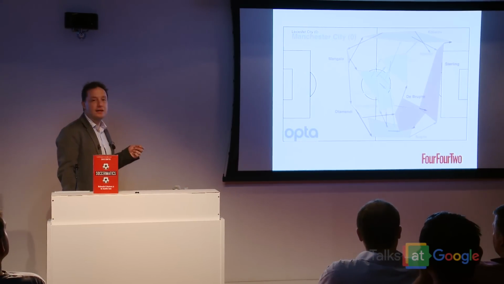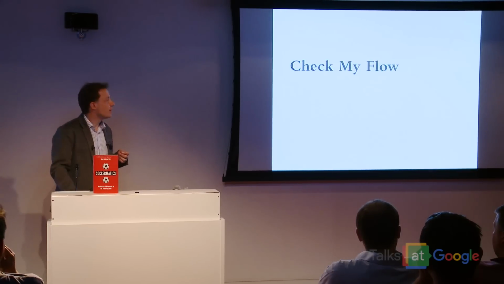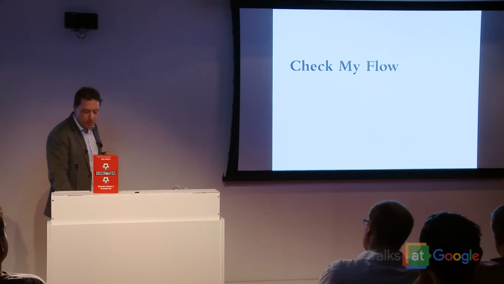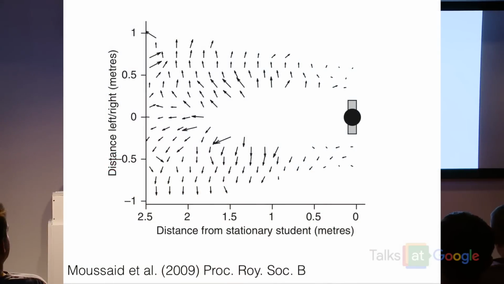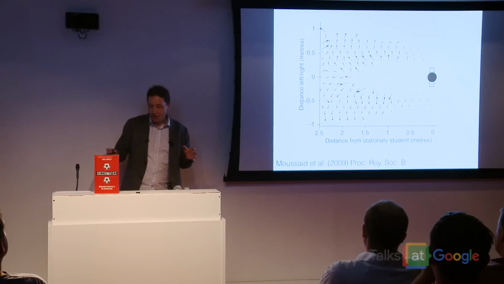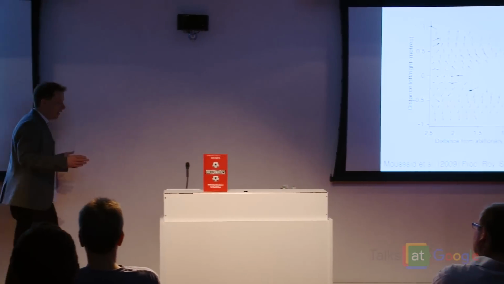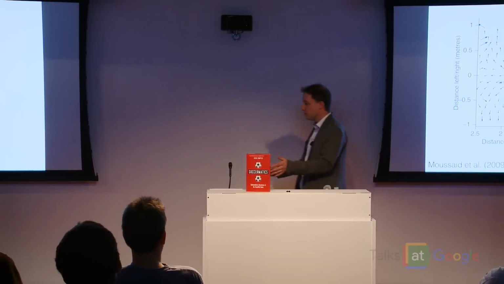The next thing that I wanted to look at was the flow of the game. There's a chapter in the book called Check My Flow. The starting point for this was an experiment done by Messi Mercedes. He did a very simple experiment, but it's a very nice and useful experiment. He did it in France, and he had 2 students. One of them stood here, and the other student was walking towards the stationary student.